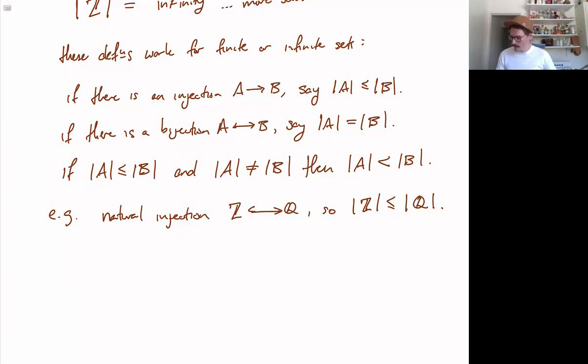Similarly, the rational numbers are a subset of the real numbers, so we have a natural injection there. So the cardinality of the rational numbers is less than or equal to the cardinality of the real numbers.